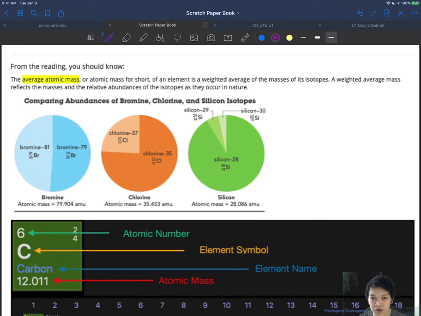In this video, we're going to cover average atomic mass, and you should have read a little bit about it from the readings already. So hopefully this isn't super new to you.